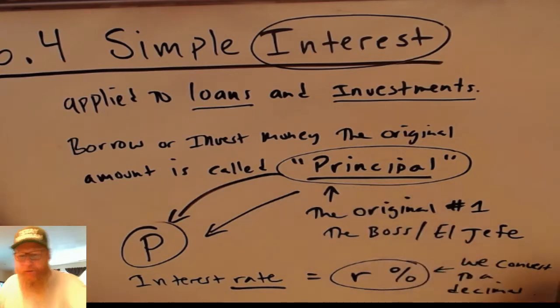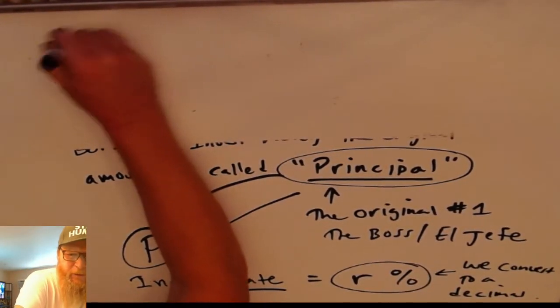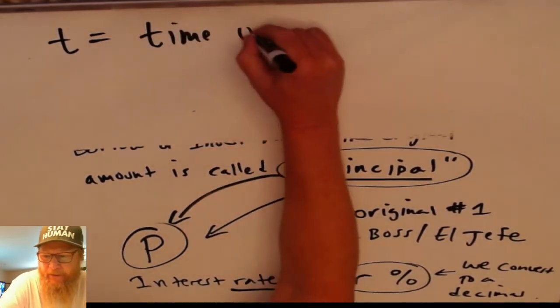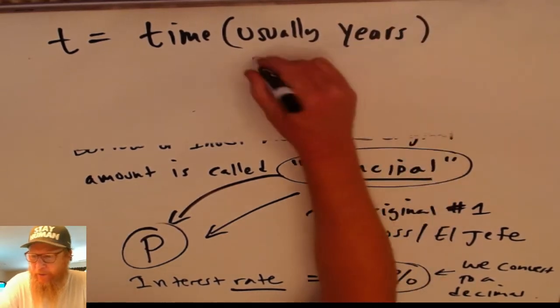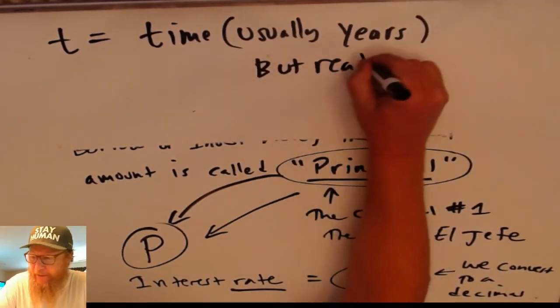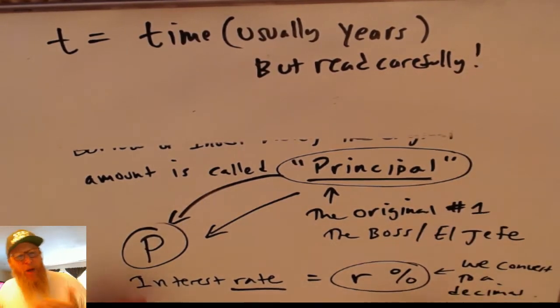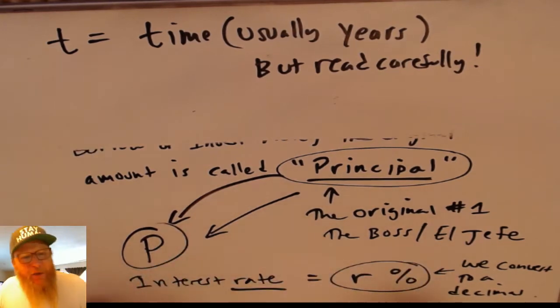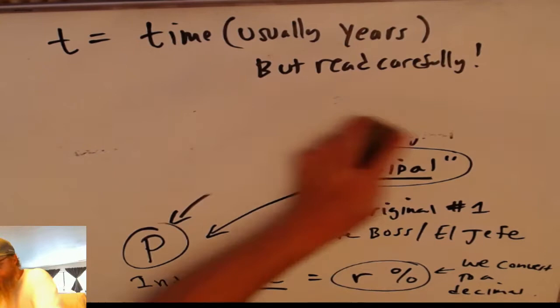And then we use T for time. It's usually years, but we should read carefully. There might be some problems that use years. Most of them do, but occasionally we'll throw a stinger in there where we'll switch it to months or days or weeks or something like that.